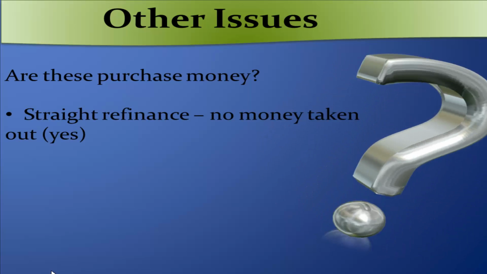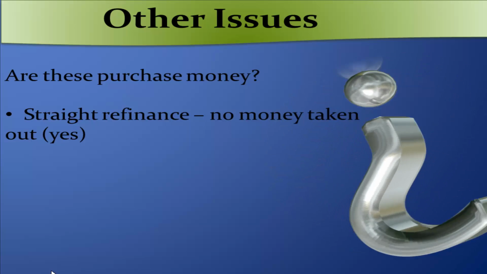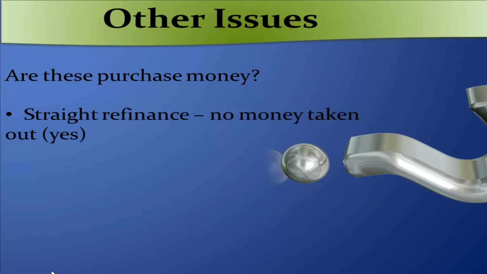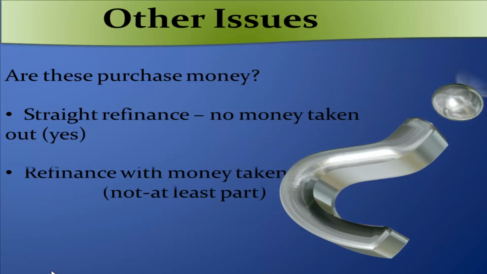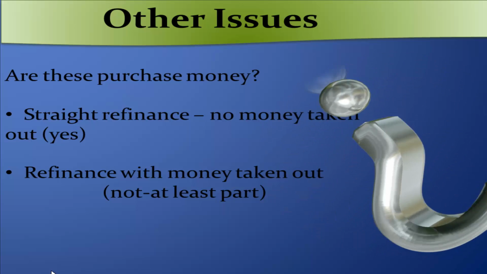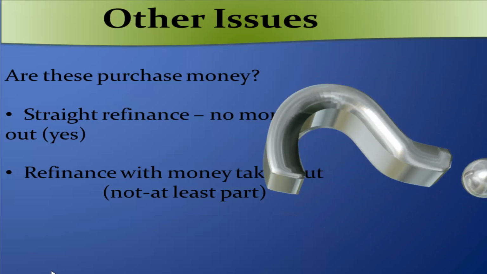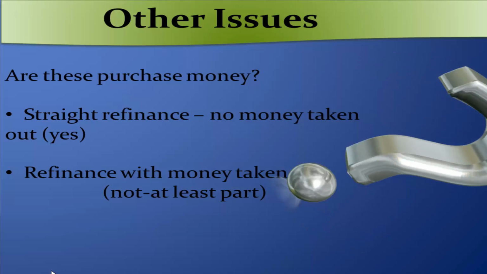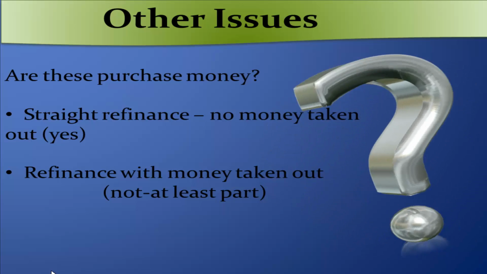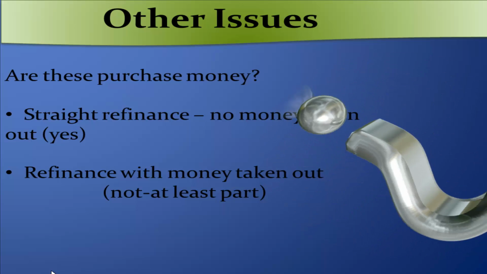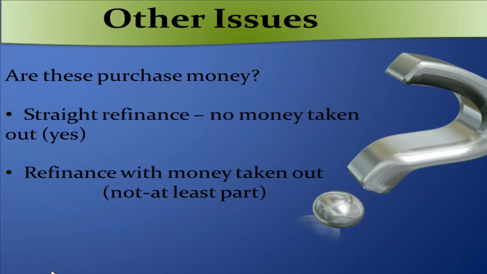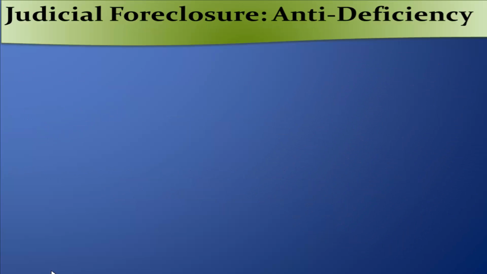A straight refinance of a loan that was originally a purchase money loan where no money is taken out, yes, that qualifies, the Arizona Court of Appeals has said, as a purchase money loan. Another situation is where there's a refinance with the borrower taking money out of the loan. To the extent the borrower takes money out of the loan for other purposes other than to improve the property or other than for acquisition of the property, the money that's taken out is not protected by the anti-deficiency statute. In other words, the purchase money part and the non-purchase money part are segregated.